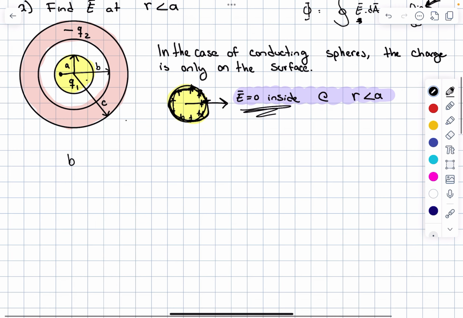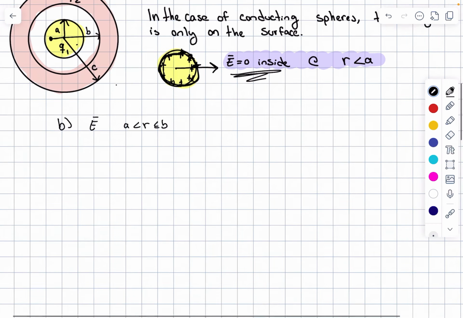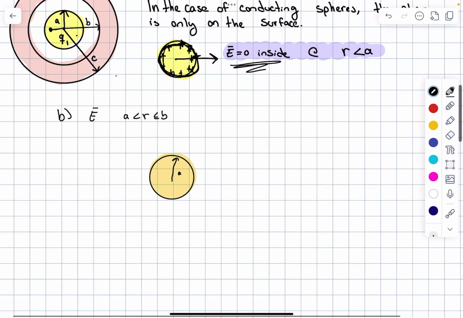So B is going to be figuring out what the electric field is in the region of A to B. By that, I mean this region here. So what is the electric field at any point inside this space? Now, there's no conductor inside here, so it's not going to be equal to 0. The first thing we're going to do is figure out how much charge is enclosed by this region. So by that, I mean if this is A, and we have our conductor inside here, and then I want to figure out what's the electric field here at this point R.